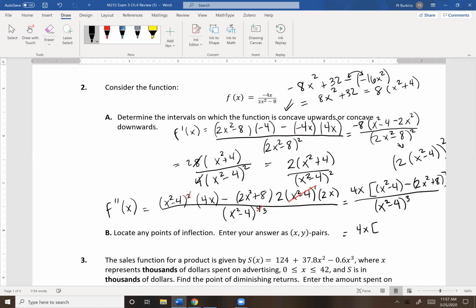Where that 4x went, this is down here. Okay. So that means negative 4x is 0, gives us x is 0. That means x squared plus 12 could be 0. That's complex solutions. That's not going to help us. And then x squared minus 4 quantity cubed could also be 0, because remember, inflection points can be when the second derivative is 0 or when the denominator is 0, because you can have undefined.